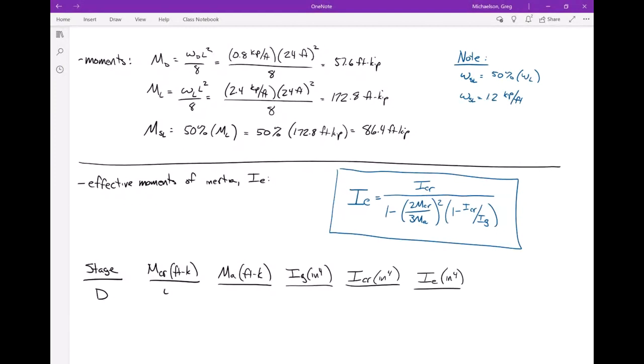We've got our cracking moment is 45. We've got our gross moment of inertia is 16,000. Our cracked moment of inertia is 9,000. But what about MA? MA is the value that changes. And for the dead load, MA is MD. So it's 57.6. So we've got an MCR of 45, an MA of 57.6, an IG of 60,000, and an I cracked of 9,000. So somebody in chat tell me what's IE for this data.